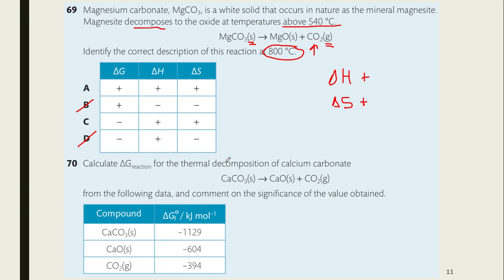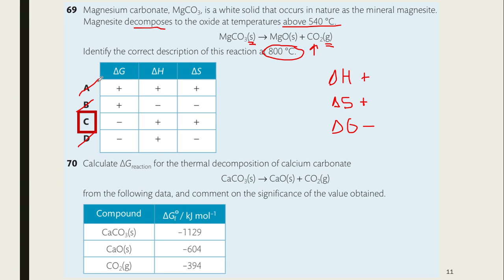And now we want to consider our delta G. And then this is where the temperature is going to play a role. So it says it decomposes at temperatures above 540, and our reaction is going to occur at 800. So since it'll occur above 540 and our temperature is indeed above 540, delta G is going to react spontaneously, which means we have a negative delta G, which means A is out, and our answer is letter C.